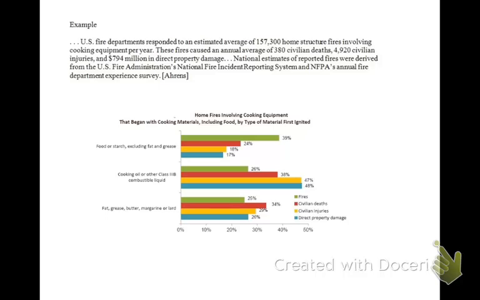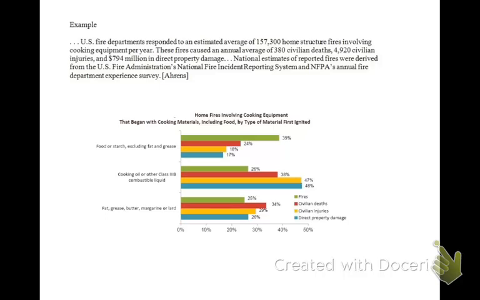U.S. fire departments responded to an estimated average of 157,300 home structure fires involving cooking equipment per year. These fires caused an annual average of 380 civilian deaths, 4,920 civilian injuries, and $794 million in direct property damage.